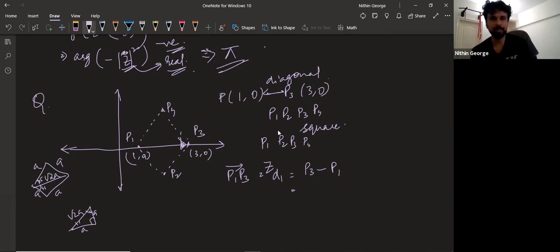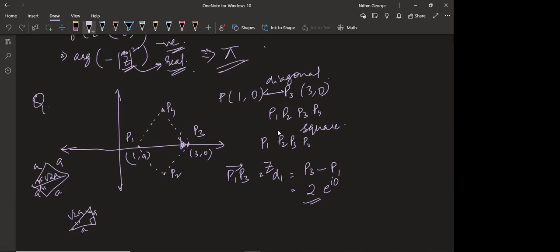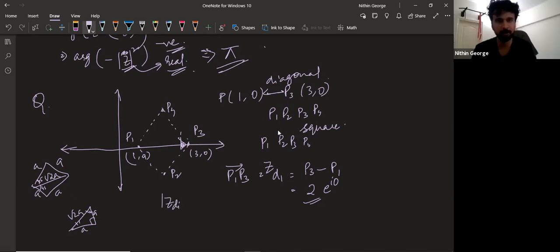So you can see that this P1, P3 length is 2 units. We already have that. And we know that it is along the x-axis, so it has e power i0. This is the complex number you're talking about. Got this much? Yes, sir.